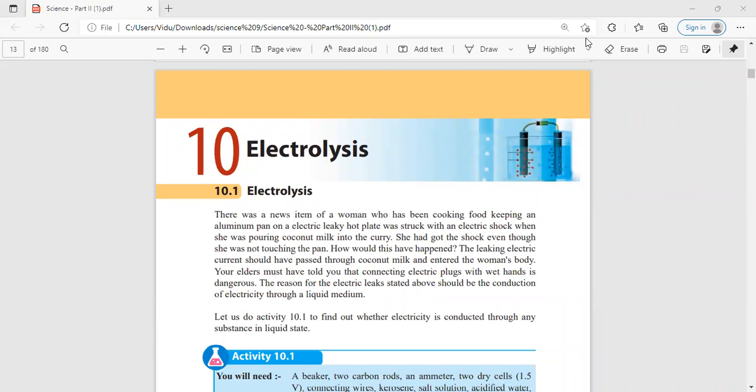Today we are going to do the first lesson of the part 2 book in grade 9 science. The 10th lesson, electrolysis. There are 10 lessons and now we are going to do the 10th lesson, electrolysis. This lesson is very important because it is coming for O levels. Let's get started.